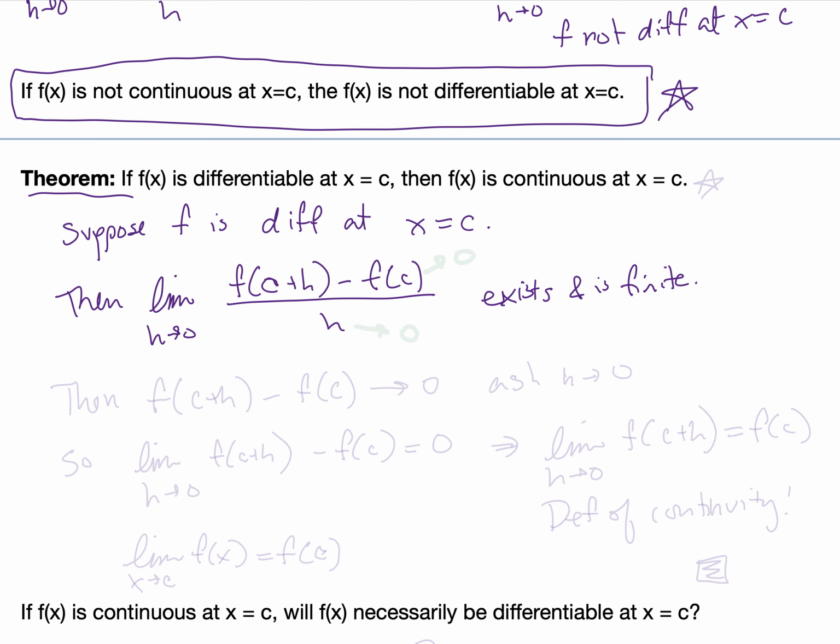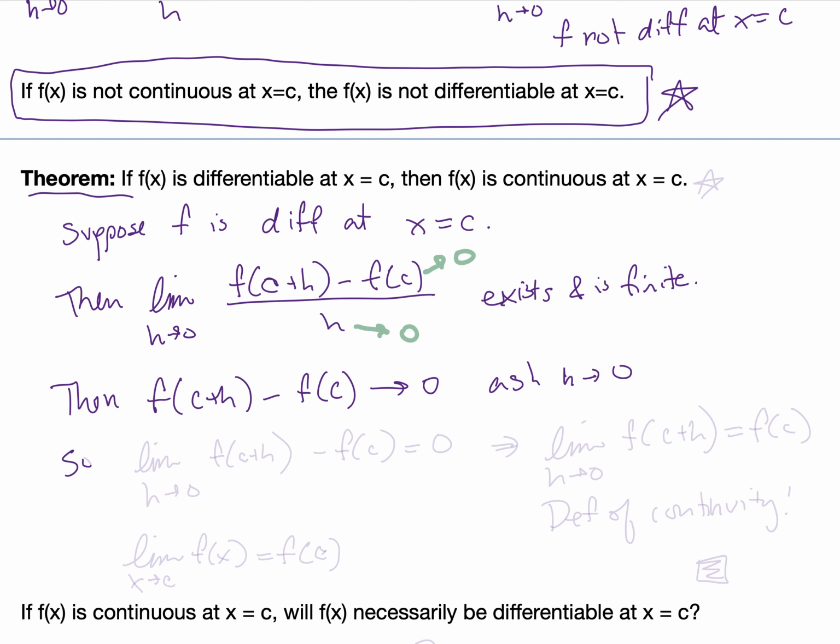So if that's the case, then since the limit as h goes to 0 of all of this exists and is finite, that means that the top must go to 0 as well. So this must go to 0 because this is going to 0. Otherwise, we'd have a non-zero value divided by 0, which is positive or negative infinity. So let's just say then, f of c plus h minus f of c must go to 0 as h goes to 0.